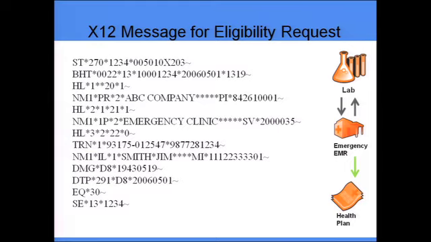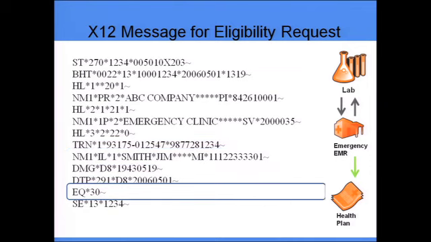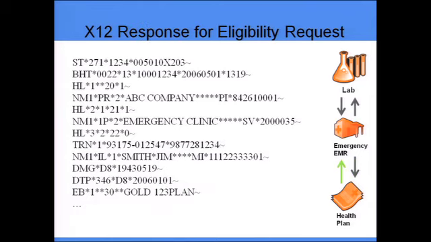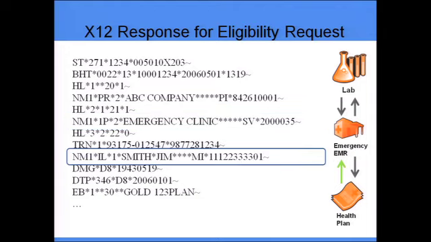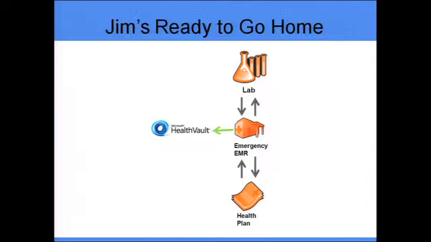And in this particular case, the EMR sends a 270 message from the emergency clinic for Jim Smith asking the health plan if Jim is eligible for this particular visit. Well, the health plan comes back to the EMR and tells with the message 271 for the emergency clinic that Jim Smith has a gold plan. So Jim's been paid for, he's taken care of by his health plan. Well, he's happy and ready to go home.